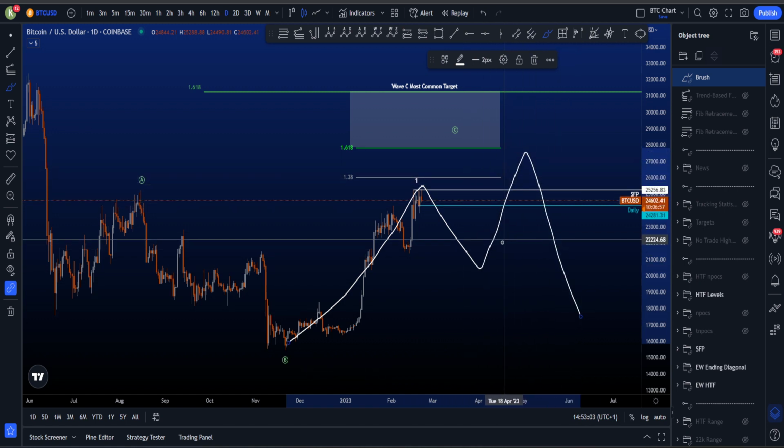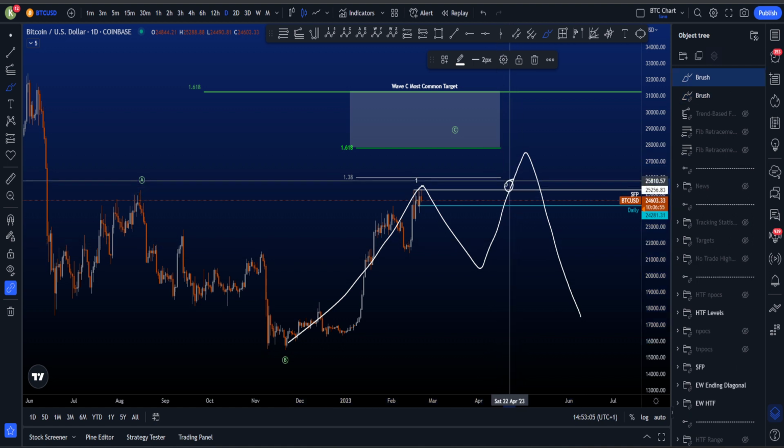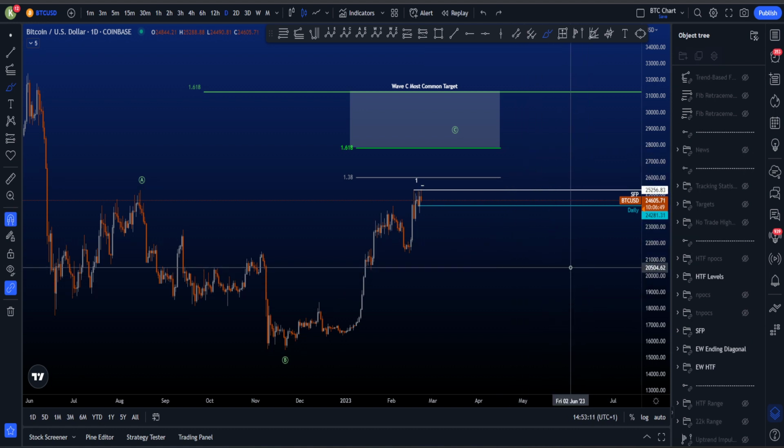So this is another scenario that might be coming up, and then people will be buying here maybe thinking it's a wave 3 going to the moon, while instead it's going down once more. So that's something to think about, I think.